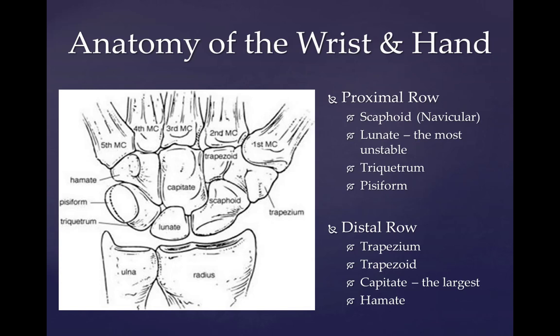2 mnemonics are "She looks too pretty to try to catch her," STLPTTCH, or "Some lovers try positions that they cannot handle." These 2 mnemonics correlate to the carpal bones, running from lateral to medial, or thumb side to pinky side, proximal row to distal.